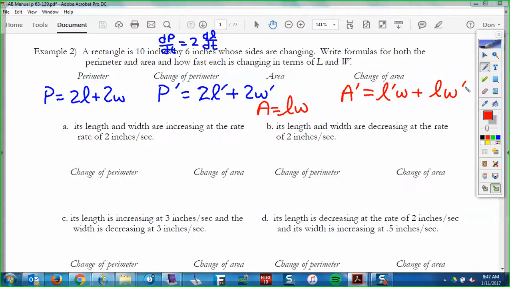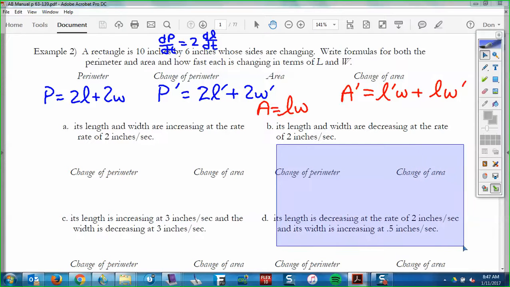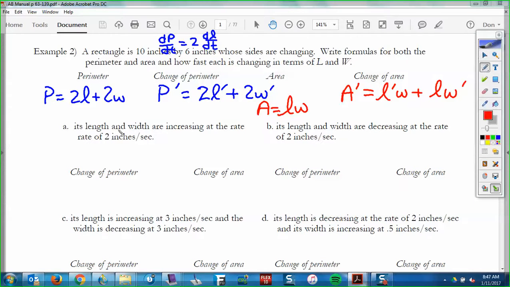Okay, so moving on to part A, it said, let's say that the length and width are increasing at a rate of 2 inches per second. So we got this situation going on. So what does that tell me is 2? So L prime is 2 and W prime is 2. So in the problem, they're going to tell you some rates. And those are going to be numbers you get to plug into your equations.